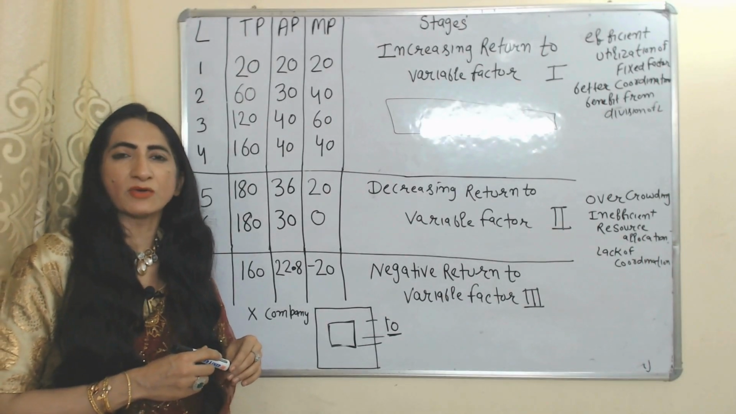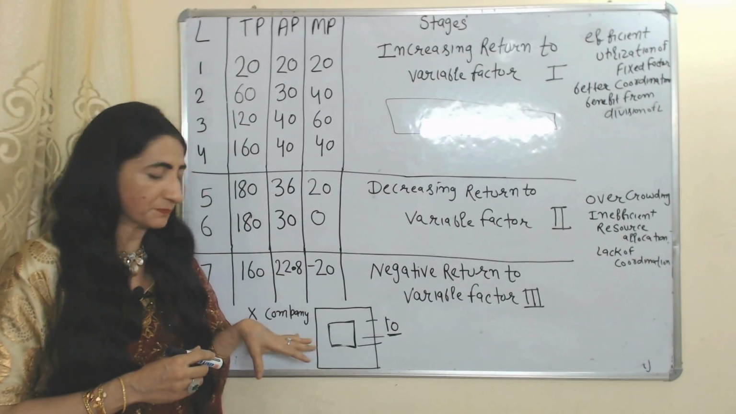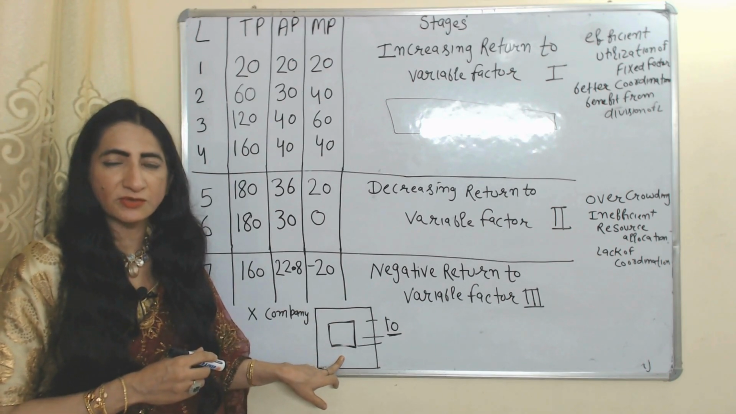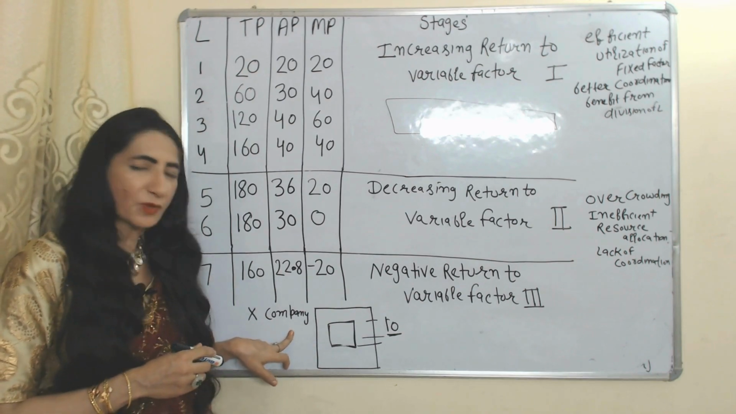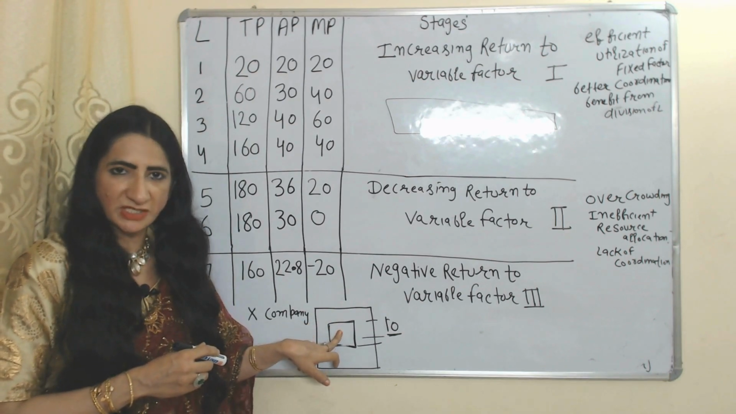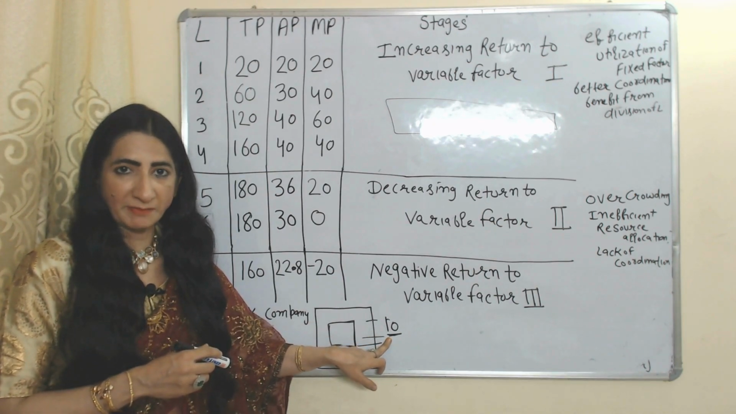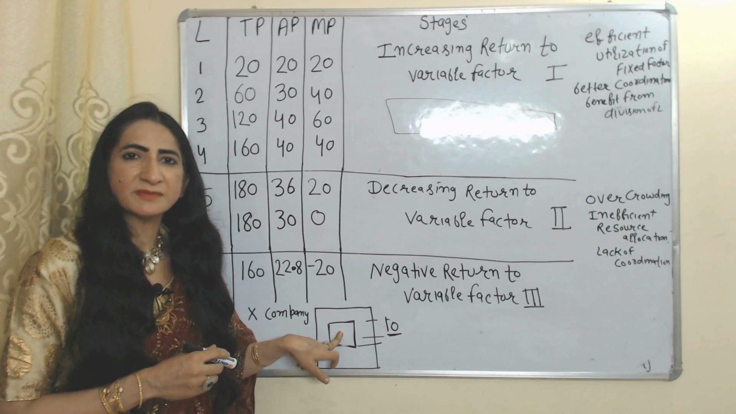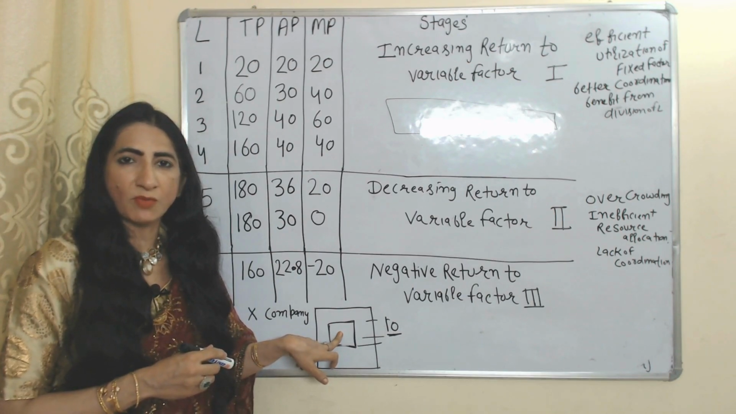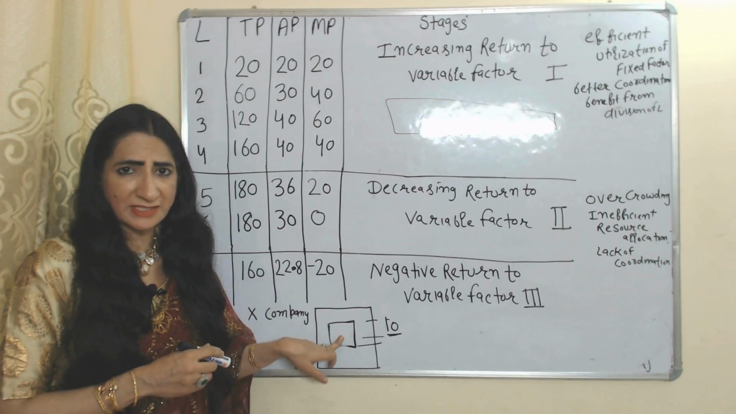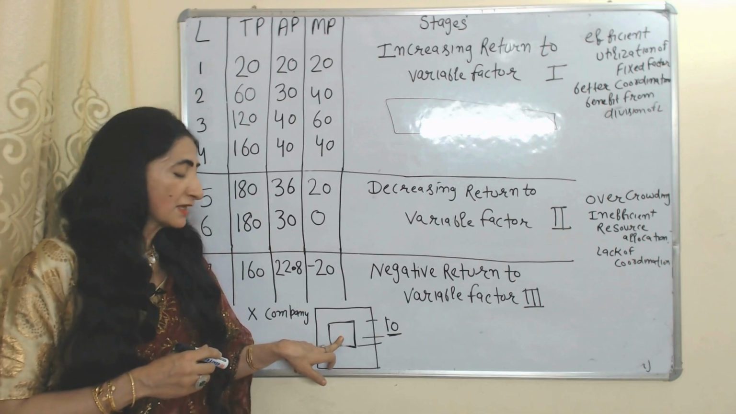Before knowing about the stages, we will see one example. Here we assume our fixed factor is a machine which we cannot change during the short time period. There is one company which cannot change its machine during a short time period, but it can change the variable factor labor. This machine can tolerate a maximum of 10 employees, not more than that. Initially only 2 employees were working, so there is still capacity in this machine.